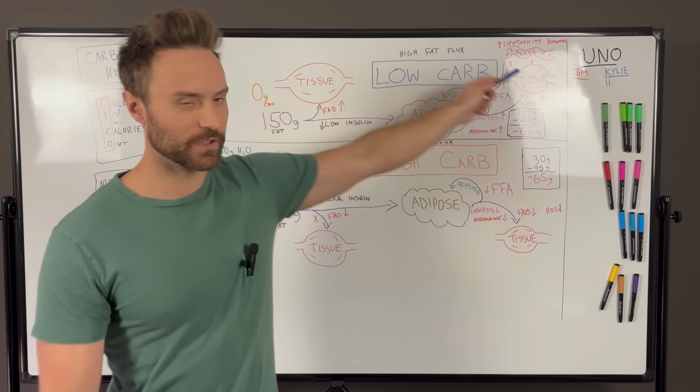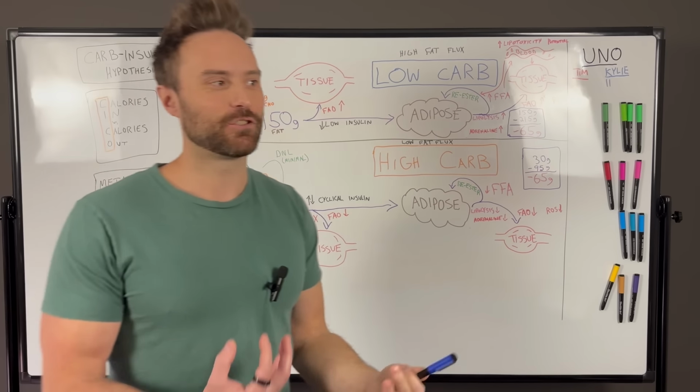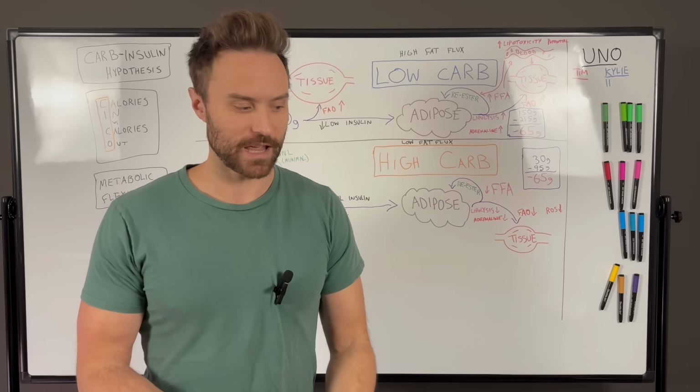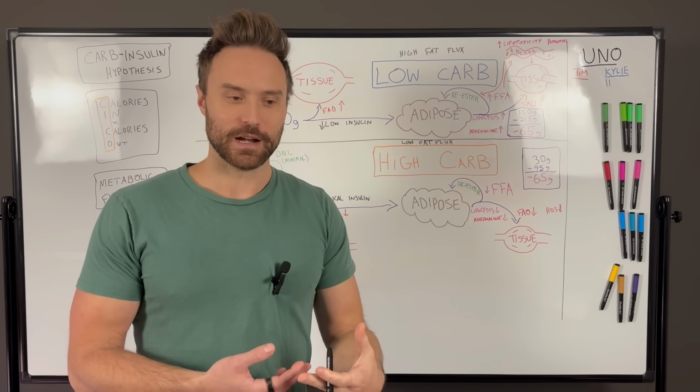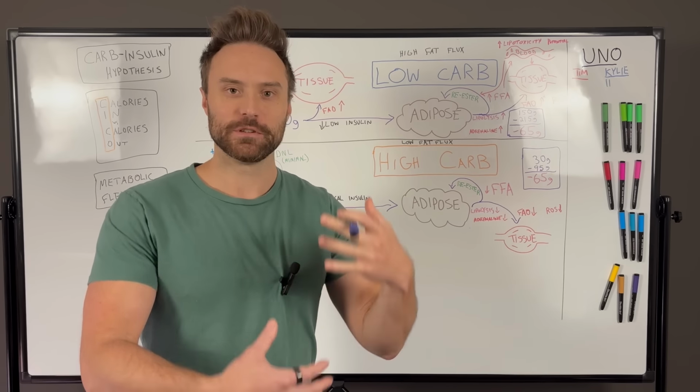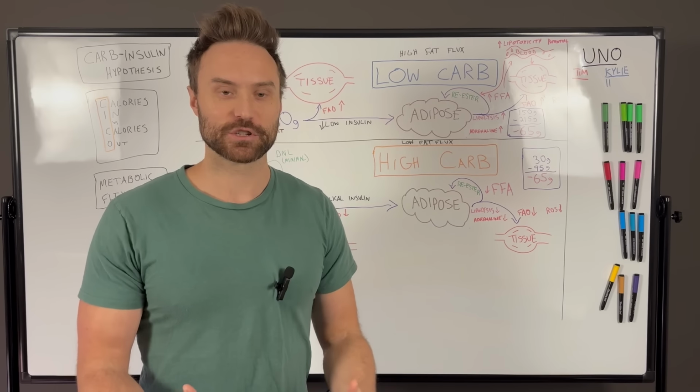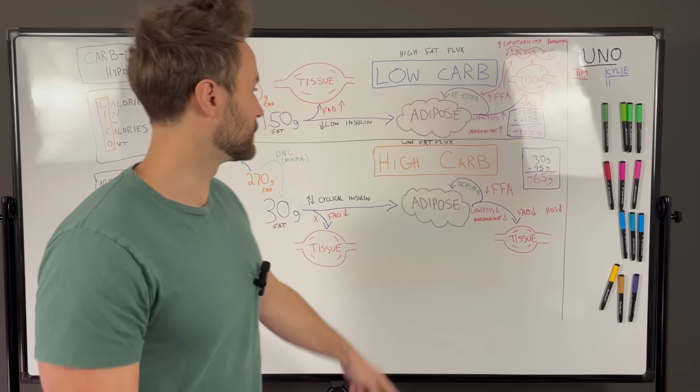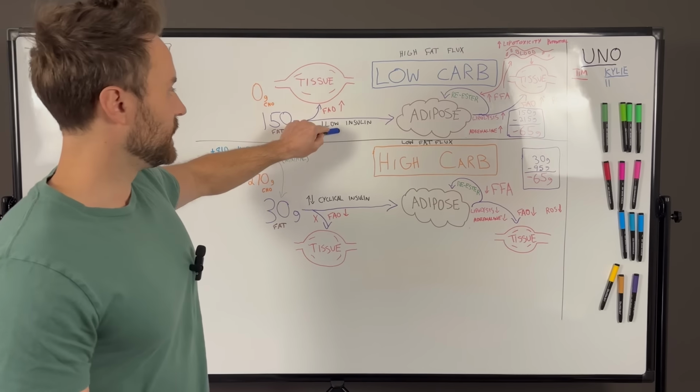So let's describe this condition in the low carb state. That's the traditional way that people understand how fat loss happens. They understand that when you're eating fewer carbs, you're getting less insulin production. Insulin blocks adipose tissue. So this is the low insulin state.